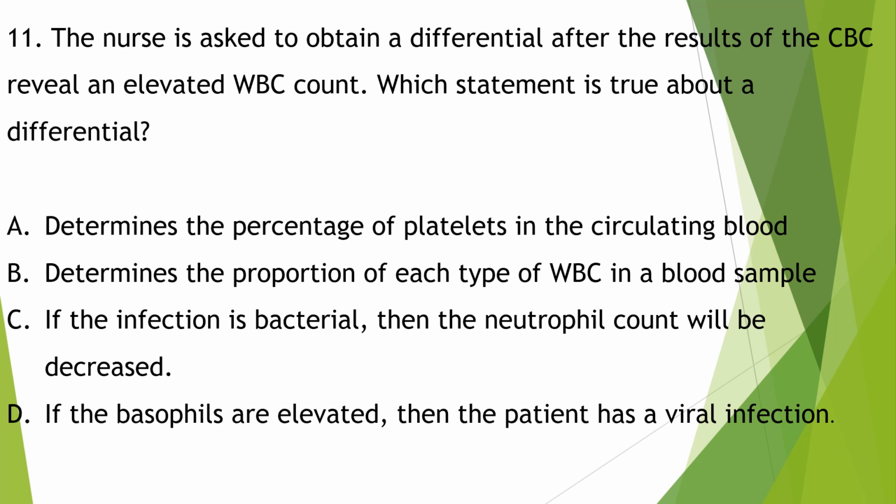Here, differential means it determines the proportion of each type of WBC in a blood sample. If the infection is bacterial, the neutrophil count will be increased and the basophil count will be decreased with viral infection, anemias, alcoholism and malnutrition.